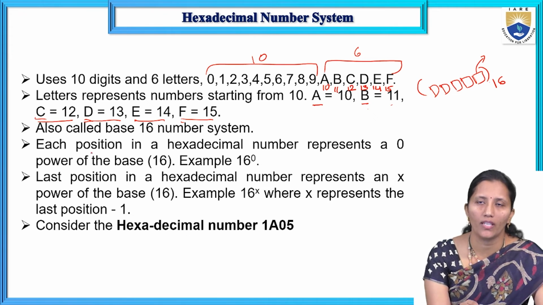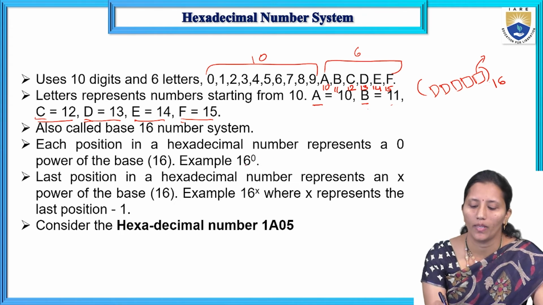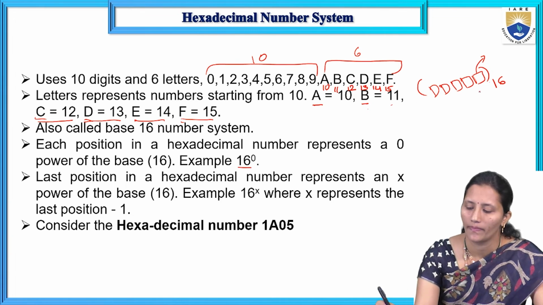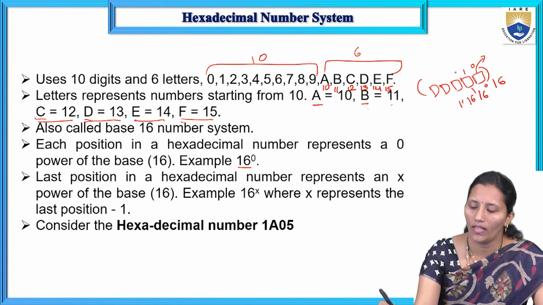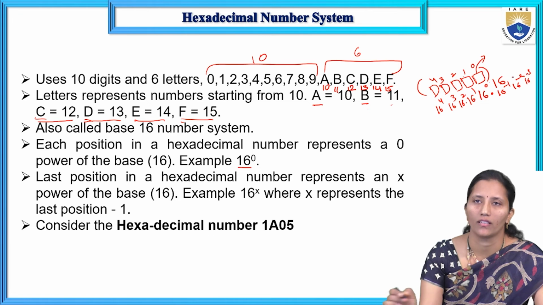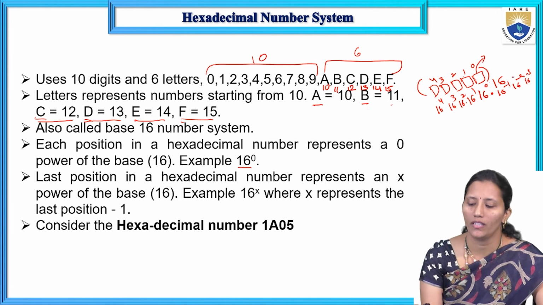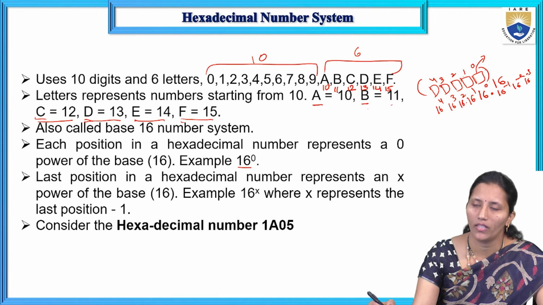So each position in the hexadecimal number, starting from the first position, will have a weight of 16 power 0, then 16 power 1. The positions are 0, 1, 2, 3, 4. So 16 power 1, 16 power 2, 16 power 3 and 16 power 4. Okay. If it is after the fractional point, 16 power -1, 16 power -2, 16 power -3. Okay, we can represent the weight of the individual digits.